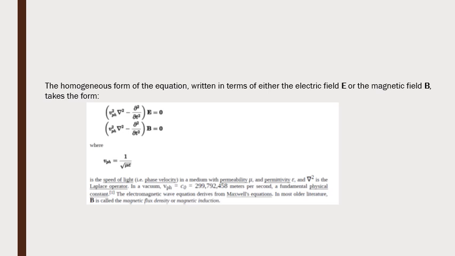Following are the homogeneous forms of the equations. We have two types of forms, homogeneous and inhomogeneous. In these graduation classes, we are concentrating on homogeneous only. In the case of homogeneous, the equations are symmetric in terms of the electric or magnetic field. These are the equations.